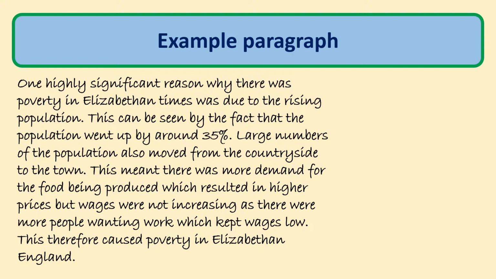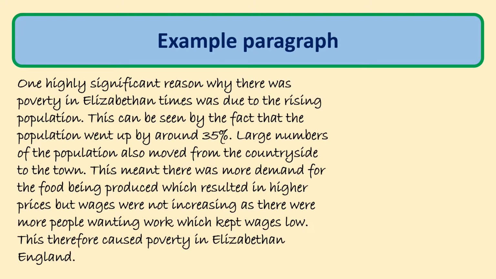One highly significant reason why there was poverty in Elizabethan times was due to the rising population. This can be seen by the fact that the population went up by around 35%. Remember, if you said a third, that'd still do. Large numbers of the population also moved from the countryside to the town. This meant there was more demand for the food being produced, which resulted in higher prices. But wages were not increasing as there were more people wanting work, which kept wages low. This therefore caused poverty in Elizabethan England.